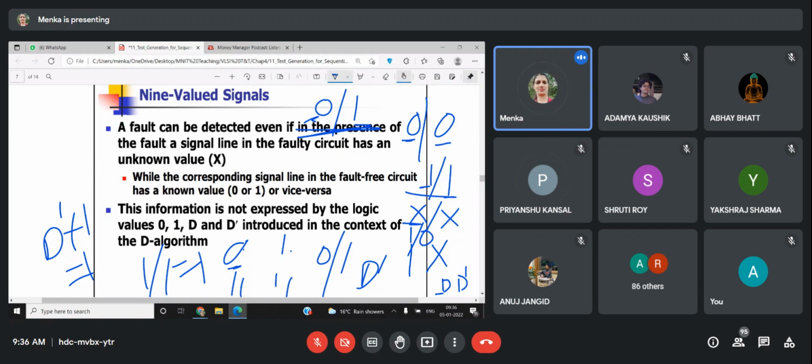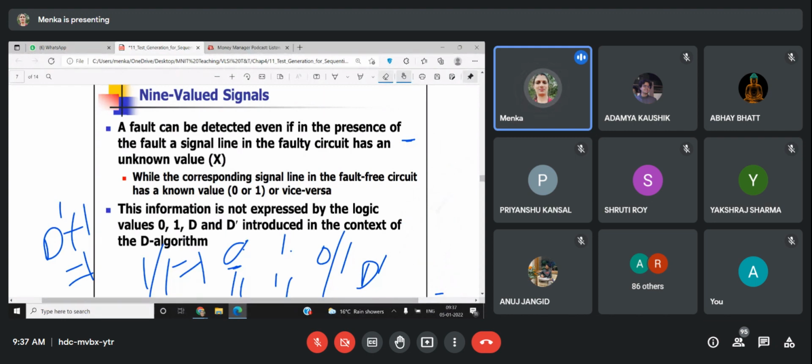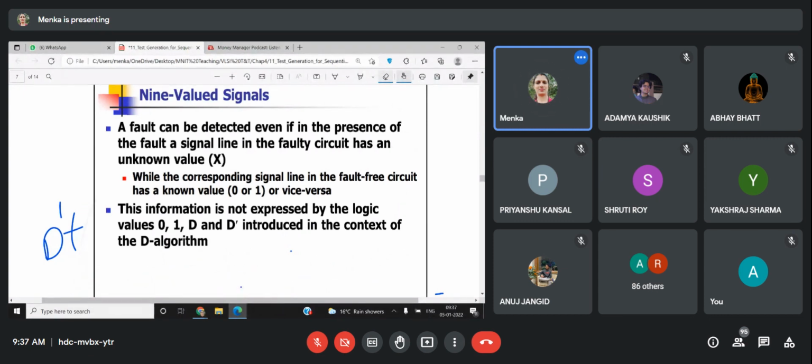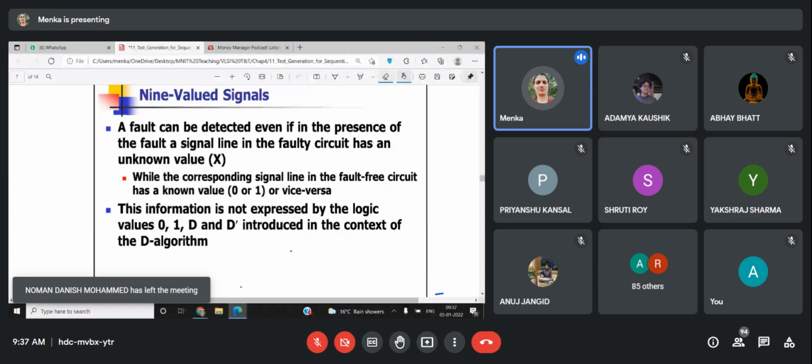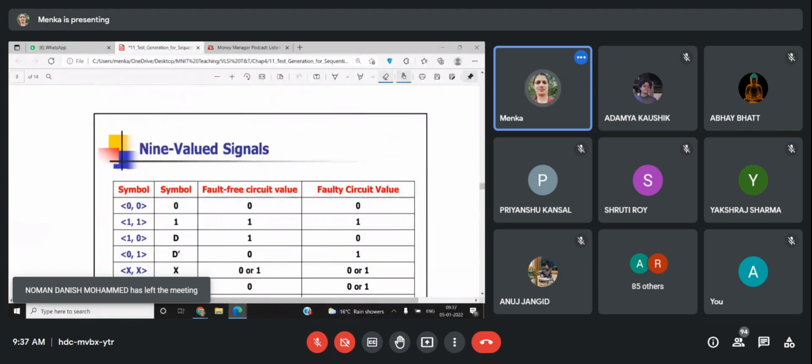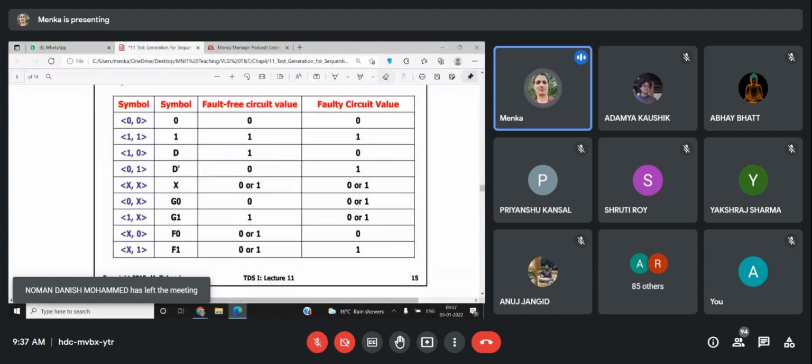Yes, ma'am. Okay. So now next, the 9 value algorithm. Here instead of 5 values we will have 9 values. So what are those 9 values? Let us understand, and we'll be performing the logical operations for those 9 values and figuring out how the logical operations are performed. So these are the 9 values.